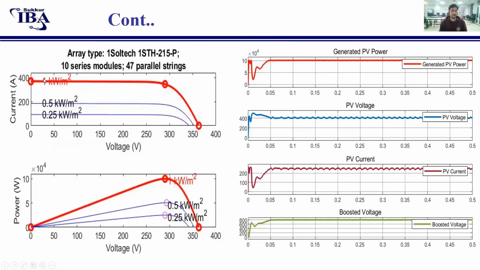This is some results, and we can see that when the radiation and temperature are at maximum, we can get a maximum power of 100 kilowatt. This is some characteristic with current-voltage and voltage-power. Here the generated power is almost 100 kilowatt, which means this is a good system. PV voltage is near 400 and PV current is near 250 ampere. When we boost the voltage of PV, it is almost 800.